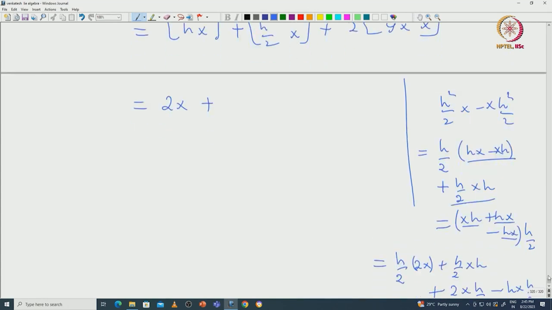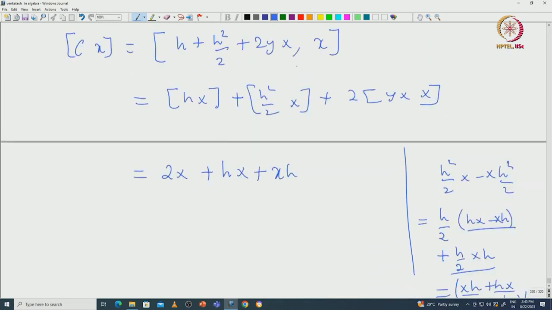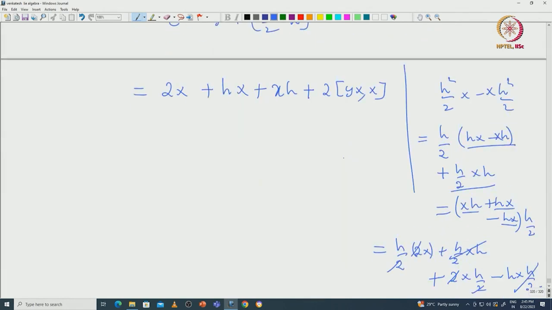So this h square by 2 bracket x is nothing but this 2 cancelled, hx, and this gets cancelled with this, plus this 2 gets cancelled, xh. So then you have plus twice yxx. So again you compute the bracket yxx. So that is going to be yx square minus xyx.